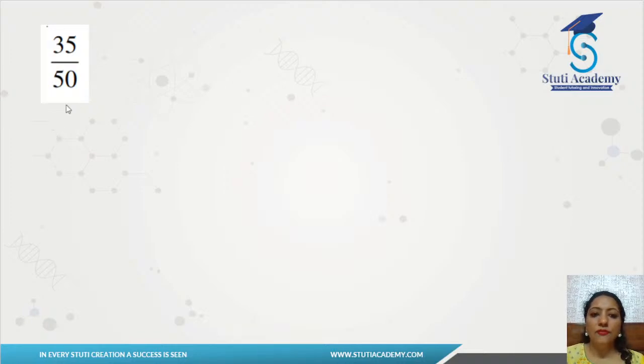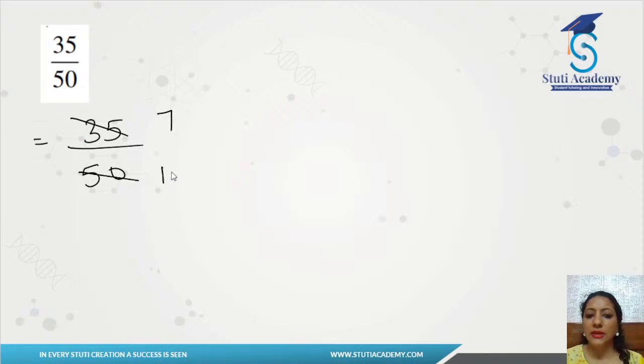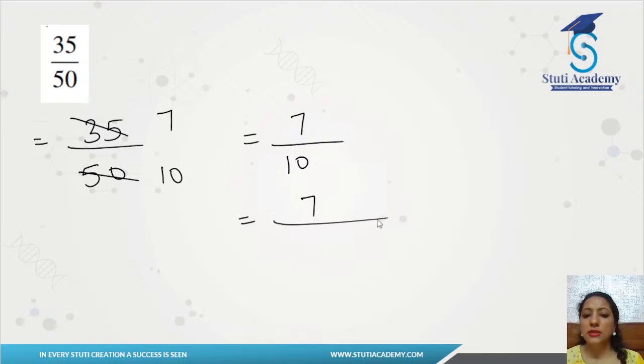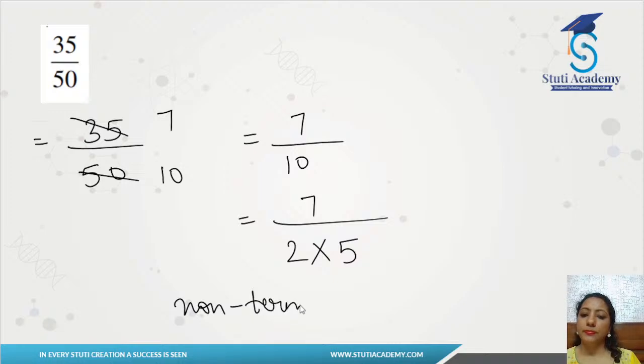Now the next one, 35 upon 50. We can simplify this first. We'll divide both numerator and denominator by 5. We'll get 7 here and 10 here. So this is 7 over 10, and this 10 we can write as 2 into 5. So this is of the form 2 raised n, 5 raised m. The prime factors of 10, that's the denominator, we have 2 and 5 both, nothing else except that. So it's the case of terminating decimal expansion.